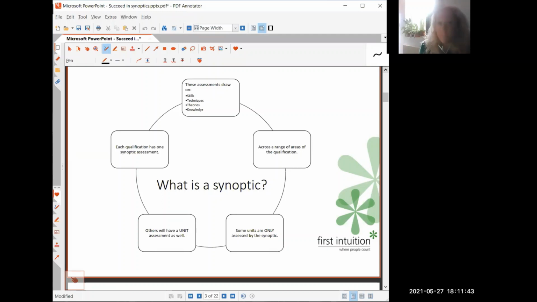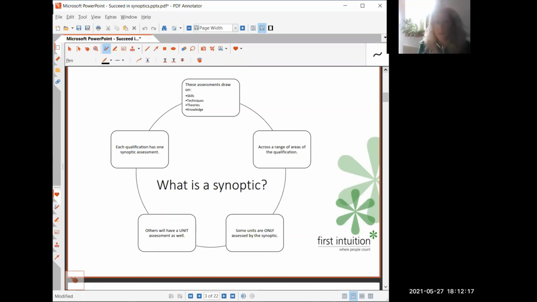And that's something really important to remember: those units that have their own single unit assessment, that single unit assessment will be testing against all the learning outcomes and all the assessment criteria that you see in that unit specification. It's then tested as part of the Synoptic, but it won't be tested as a whole. It will be certain learning outcomes, certain assessment criteria that will be tested as part of the Synoptic. And we'll look at that as we go through.